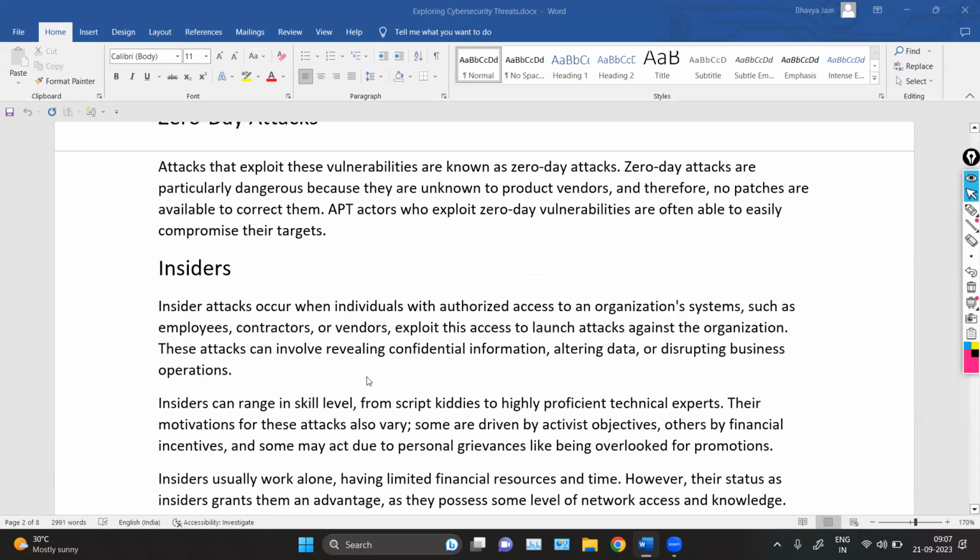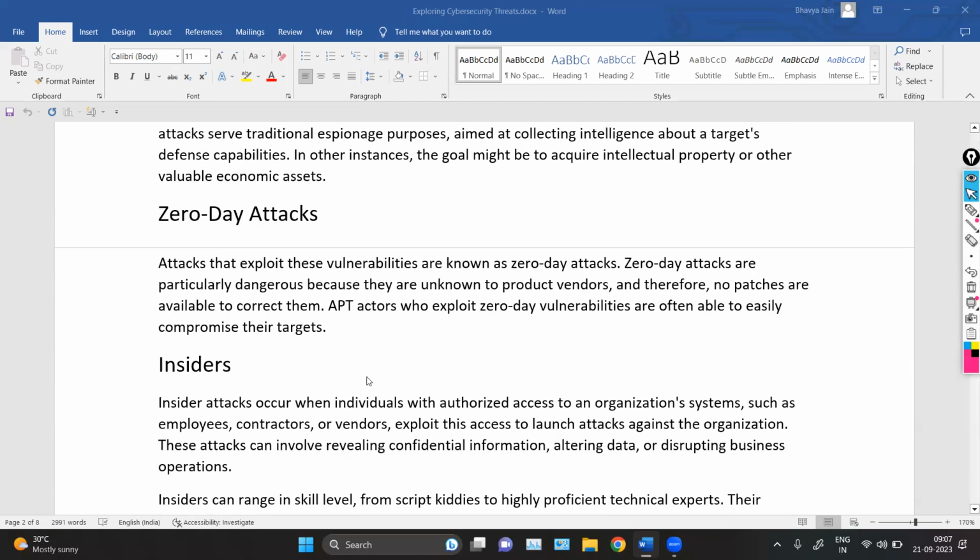Then we have zero-day attacks. Attacks that exploit these vulnerabilities are known as zero-day attacks.